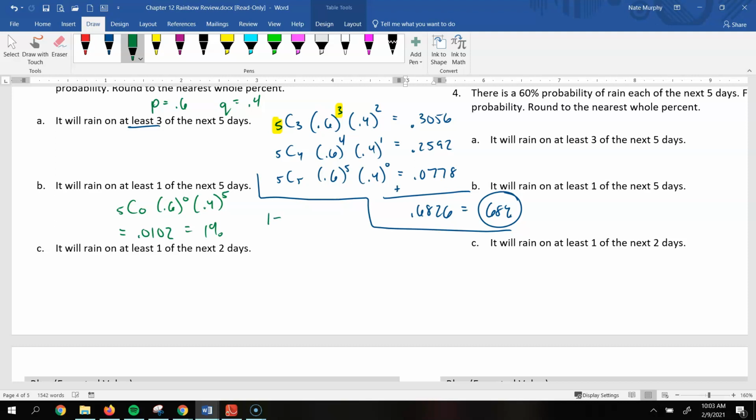So we could take 1 minus 0.0102. That's the complement. That's everything else. You get 0.9898, which as a percent would be 99%. So the answer for letter B, it's much easier to do it this way using what we call the complement to get your answer, as opposed to actually adding up all of the other numbers together. You just have to remember that the days that's less than one of the next 5 days, which would just be one option, means 0 days, we would just take and subtract that probability from 1 to get what we're looking for.